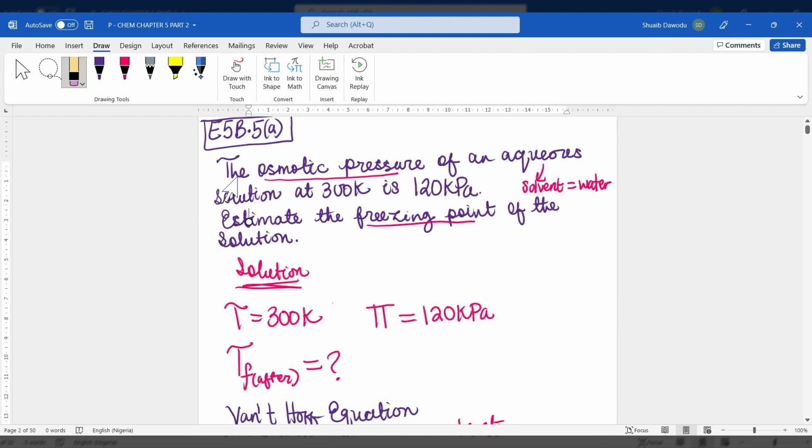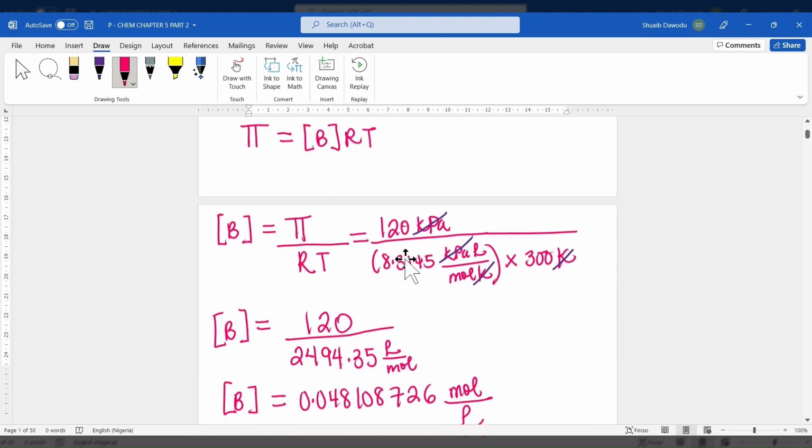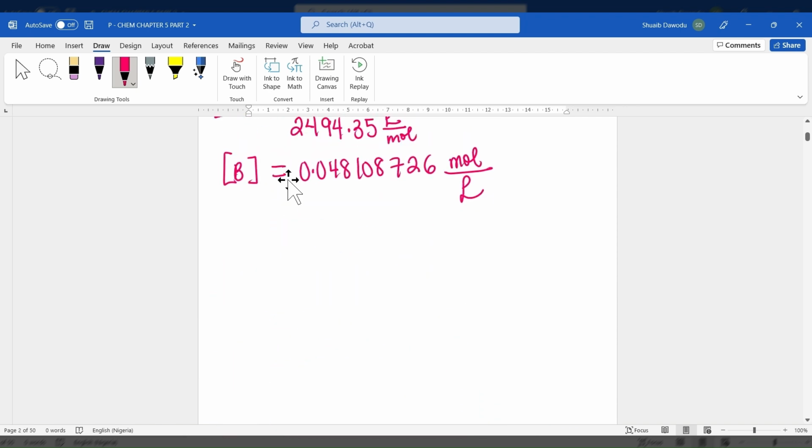Remember when I explained to you that the question has two major keywords. The first keyword is osmotic pressure, and then the second keyword is freezing point. And then remember, this question is actually asking you for the freezing point of the solution. It is not asking you for the concentration of the solute. But we need to determine the concentration of the solute in order for us to start working on the freezing point. So now, because we're dealing with freezing point, we have to use the freezing point equation. So the freezing point equation, okay, this is the second part of the calculation.